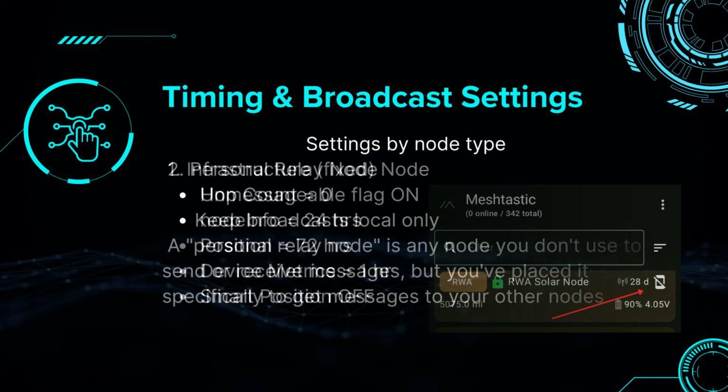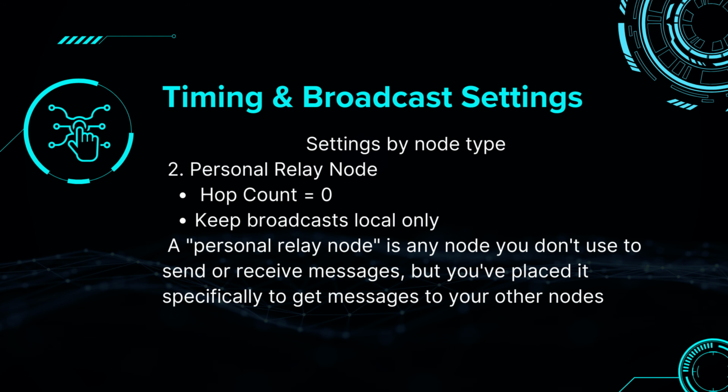And then personal relay nodes, which is basically your infrastructure node or a node that you have placed somewhere like outside the building. It could be on a balcony, but maybe not great for some sort of router or something like that. You could set it to 0 hop counts to keep your traffic local, because you basically just want it to be able to pick up what's going on in the local mesh and relay that inside to your personal node or your handheld node that you're actually monitoring.